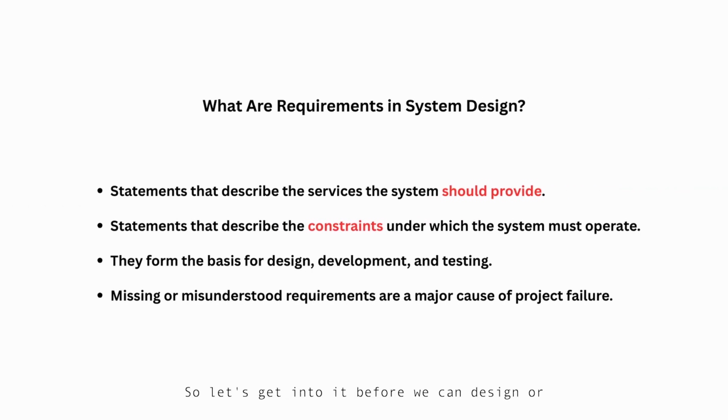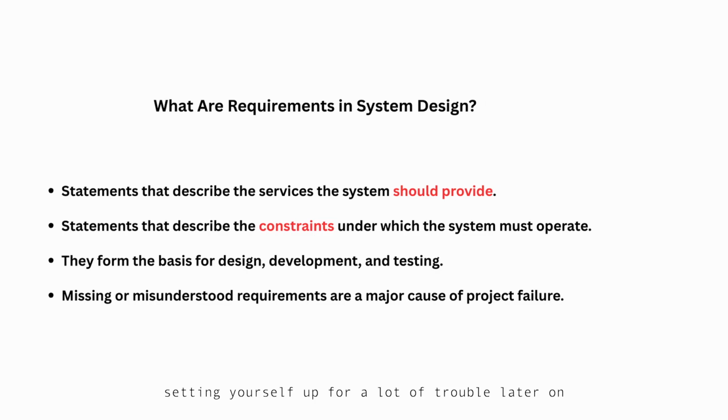Before we can design or build anything, we need to know what we are supposed to build and how it should behave. That's where requirements come in. Think of them as a detailed recipe for cooking. In software, requirements are statements that describe the services your system should offer and the constraints it must operate under. They are the bedrock of your entire project. If you get the requirements wrong or miss them, you're setting yourself up for a lot of trouble later on.